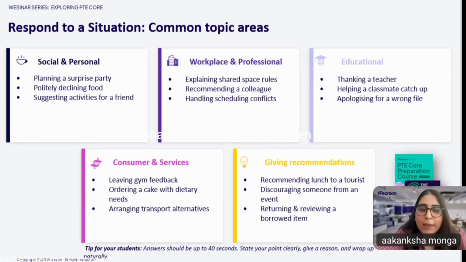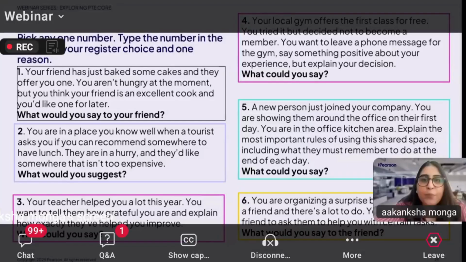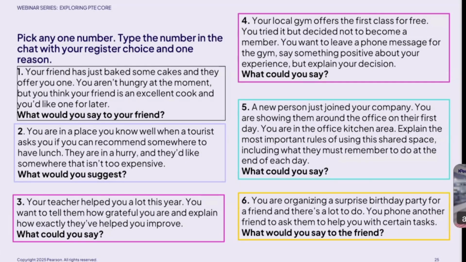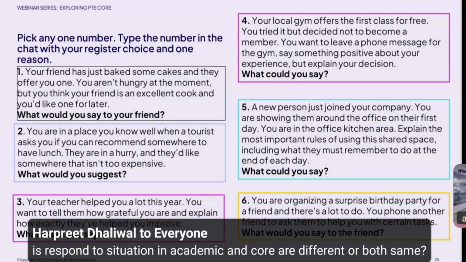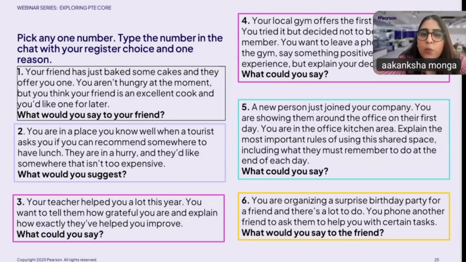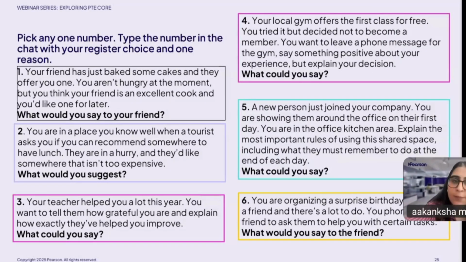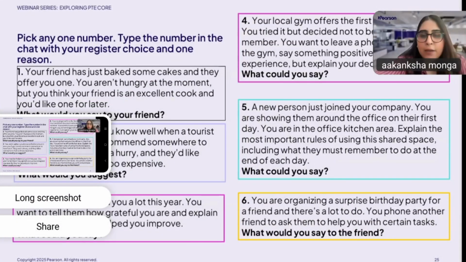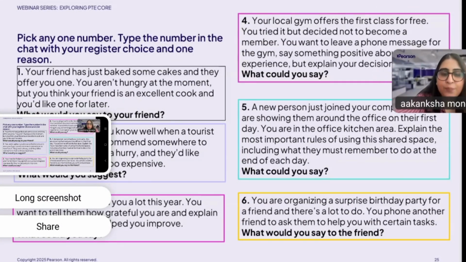Right, we're going to do a quick activity now, everyone. I'm going to show you prompts related to the question type that we're talking about. Type the number in the chat for any one of these prompts. Pick any one of the prompts. And I would like you to tell me your choice of register for this. For this prompt, what's the register that you would use or suggest, and a reason for it.